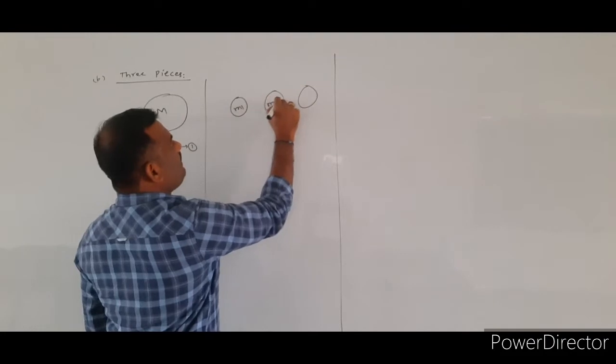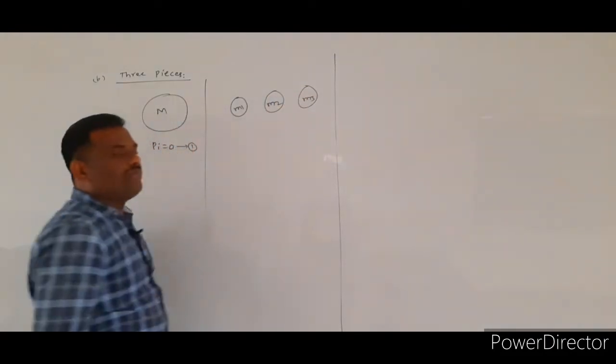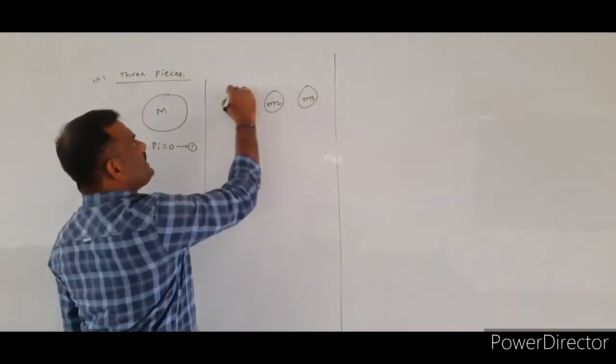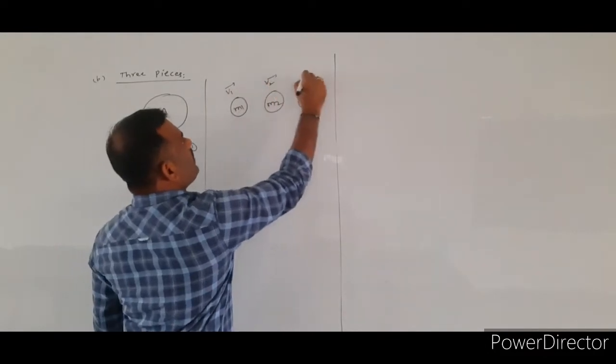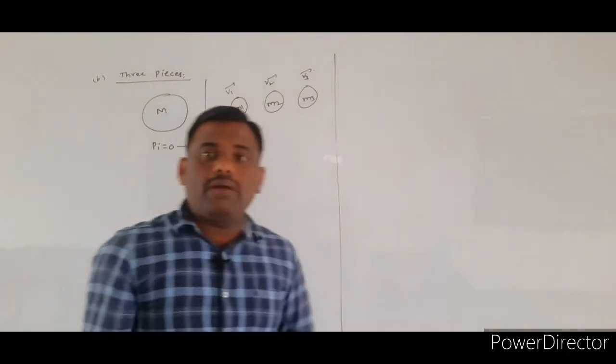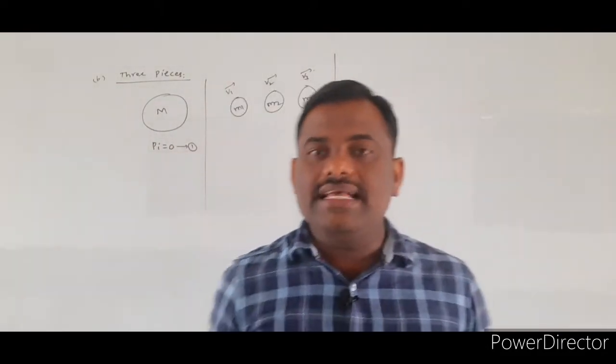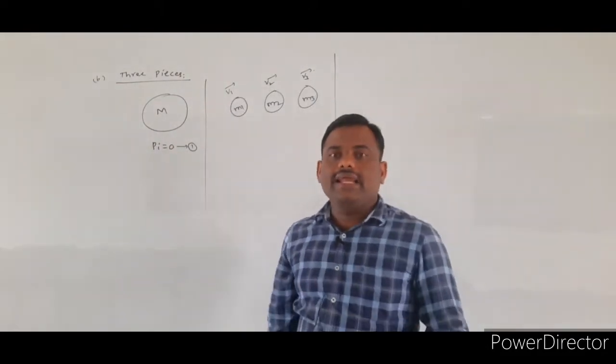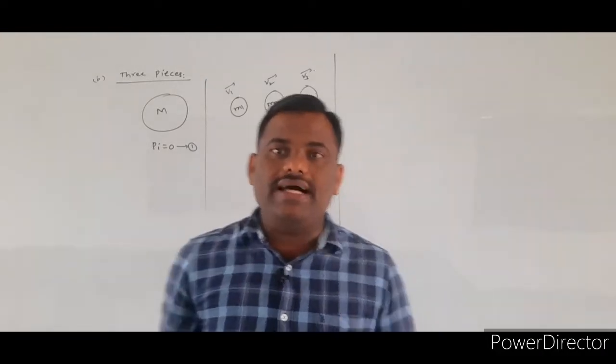Its masses will be taken as m1, m2, m3, and its velocities will be taken as v1 bar, v2 bar, v3 bar respectively. So when the bomb explodes into three different pieces, here we just assign their masses as well as their velocity values.